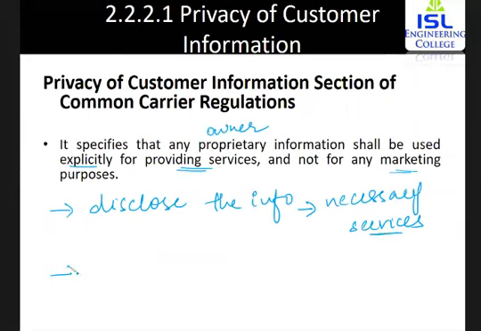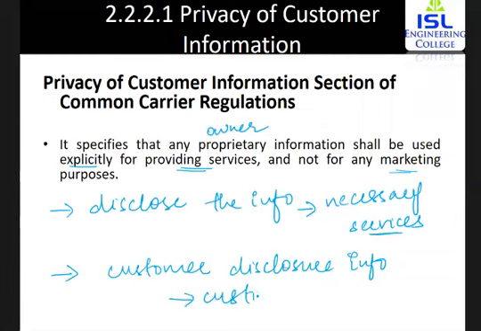Now one exception here is that if a customer requests the disclosure of information, then that disclosure is restricted only to that specific customer. That is, if the customer is requesting the disclosure of information, it cannot be sent to multiple people. The disclosure is given only to that specific customer.